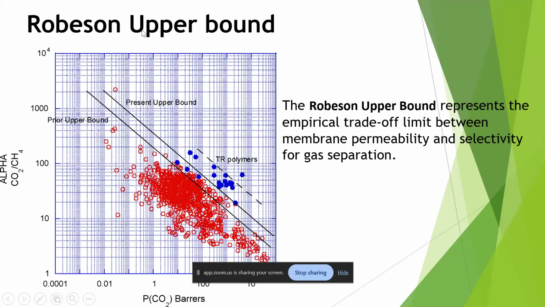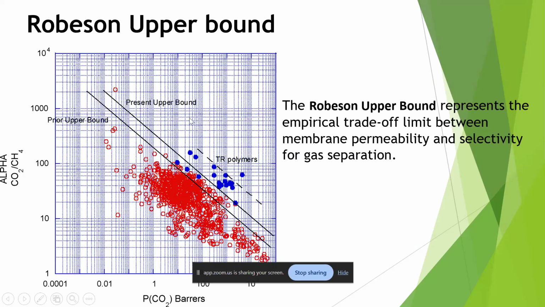Here, one graph is there, which is called the Robeson upper bound, and the target is to cross the Robeson upper bound. Here, the x-axis is defined by the permeability, and the y-axis is defined by the selectivity. Going to the right side, the permeability will increase, and going towards the top, the selectivity will increase. So everyone's target is to go to the top right end, right? But which is not really possible.